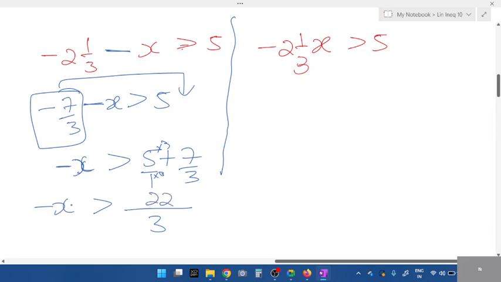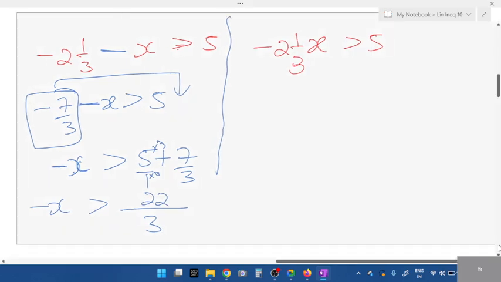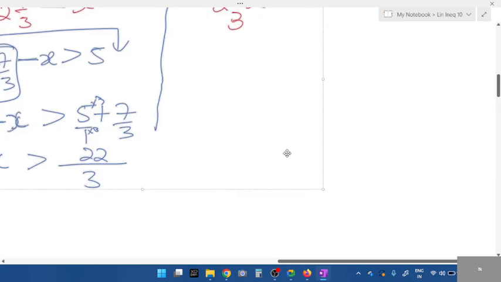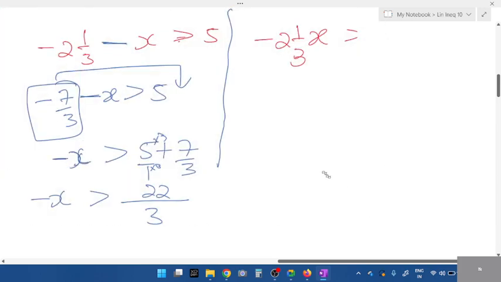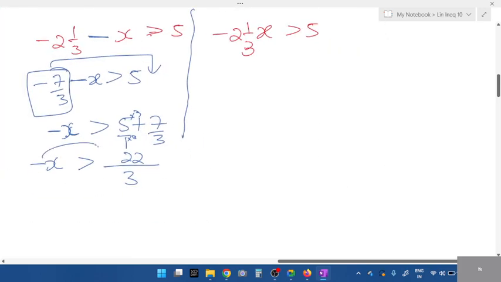Now x shouldn't be negative. X should be positive. Right? X should be positive, students. So this minus, only the minus if you want to shift, now the sign will change. Greater than will become less than 22 divided by 3. Is this clear? Did you understand?